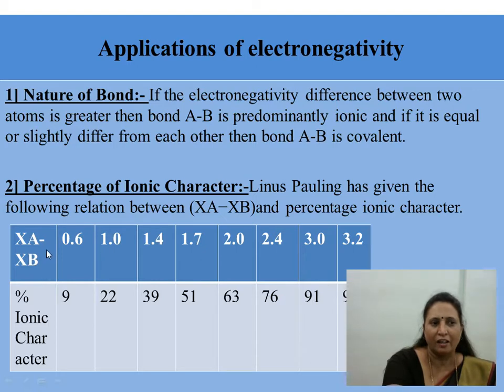Now when XA-XB, that is for the bond AB, the electronegativity difference increases, that is it becomes 3.2, at that time the percentage of ionic character also increases, it is 92. That means the bond is 92% ionic in nature. This table indicates that as the electronegativity difference between two atoms is greater, the ionic character also increases, or is also greater.